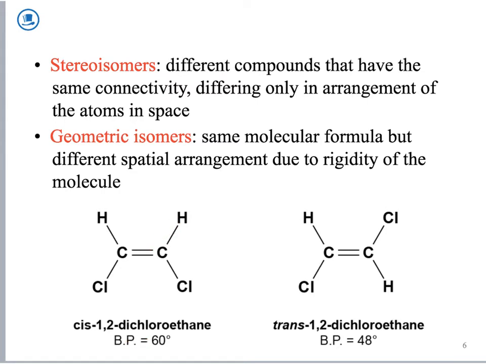And you'll also notice different physical properties here too. Different boiling points. Right? You can have different physical properties with these. So these are called geometric isomers. And we'll talk about how we name something cis or trans in a second.